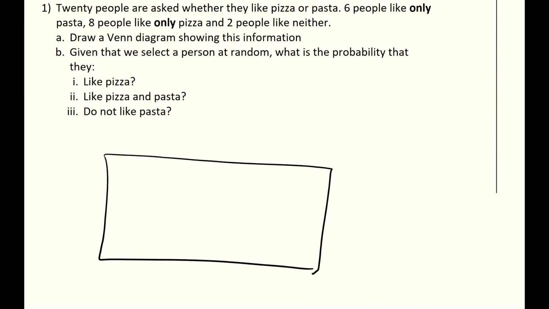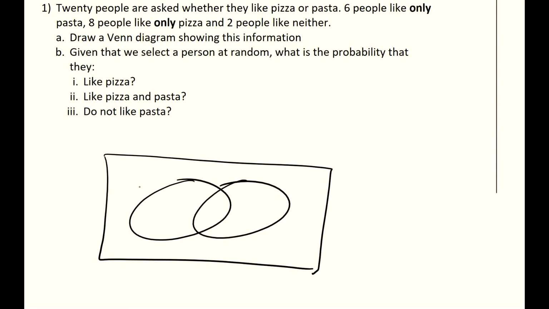We want to draw a Venn diagram. We have a total of 20 people. 6 people liked only pasta. So 2 circles, 1 for pasta, 1 for pizza. If they liked only pasta, that means they are not in the overlap. 8 people liked only pizza, and 2 people either. We are missing how many people liked both. However, we are also told that we asked 20 people. Add together these numbers, 6 plus 8 plus 2, that gives us 16. Therefore, we need 4 people.